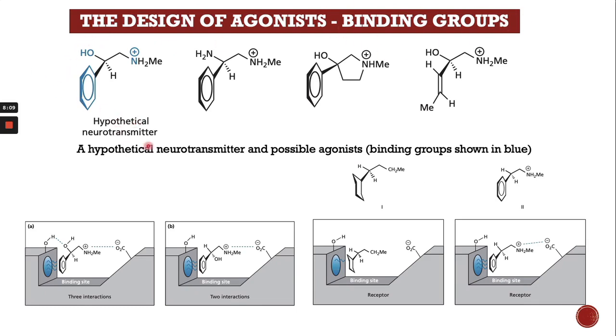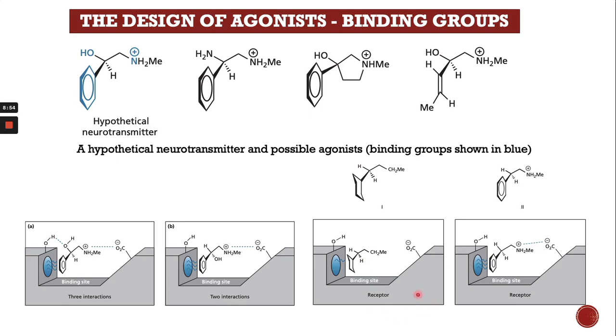Here we can see a hypothetical neurotransmitter and possible binding groups. It has a hydroxyl group, an aromatic ring, and an amino group which binds through ionic interaction. The hydroxyl group binds with the receptor through hydrogen bonding, and this is the ionic interaction. For example, this molecule doesn't have the aromatic ring, which cannot bind with the hydrophobic part of the receptor, and it doesn't have the hydroxyl group, which can help bind with the receptor through hydrogen bonding.